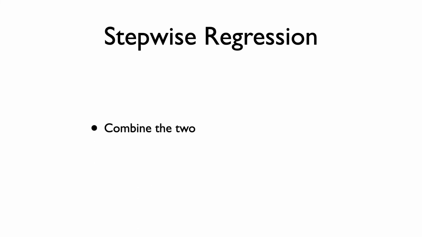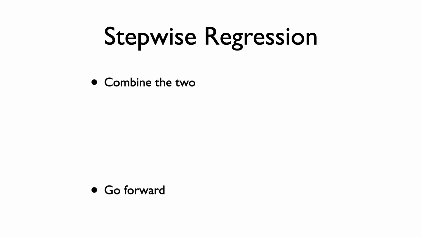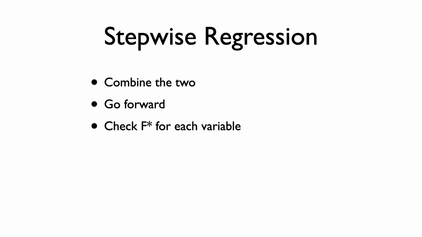So stepwise is interesting because what it does is it combines the two, which sounds good. It's going to be the best of both worlds. It starts by going forward. So it puts the one with the biggest R squared in, and it checks F star for each variable. So once it's got just one in, it says, okay, that's good. Now it's going to pick the next one. Now you get two variables.